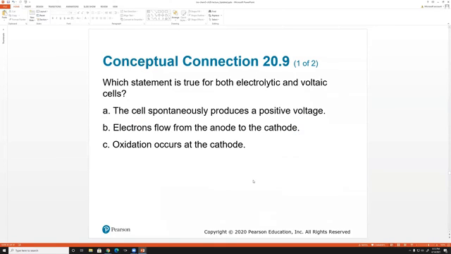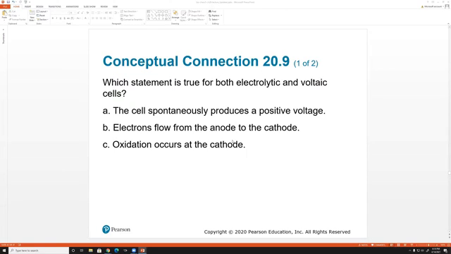All right, conceptual question. Which statement is true for both electrolytic and voltaic cells? B, yes, B is correct. Good. So electrons flow from anode to cathode. So whichever type of cell you have, the oxidation is always happening at the anode.